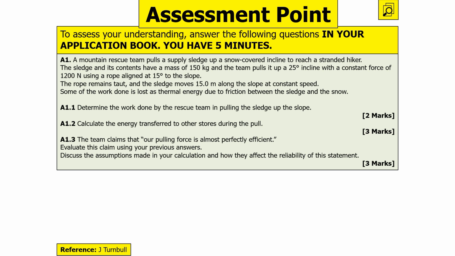The next question says, a mountain rescue team pulls a supply sledge up a snow-covered incline to reach a stranded hiker. The sledge and its contents have a mass of 150 kilograms, and the team pulls it up a 25-degree incline with a constant force of 1,200 newtons using a rope aligned 15 degrees to the slope. The rope remains taut and the sledge moves 15 meters along the slope with a constant speed. Some of the work done is lost as thermal energy due to the friction between the sledge and the snow. Determine the work done by the rescue team in pulling the sledge up the slope.